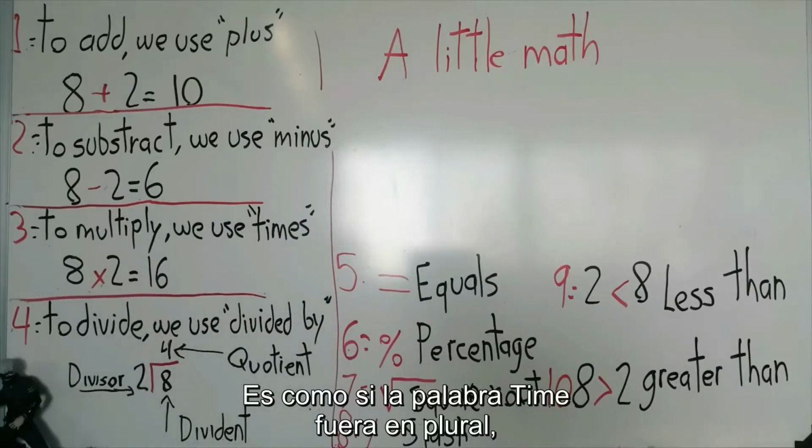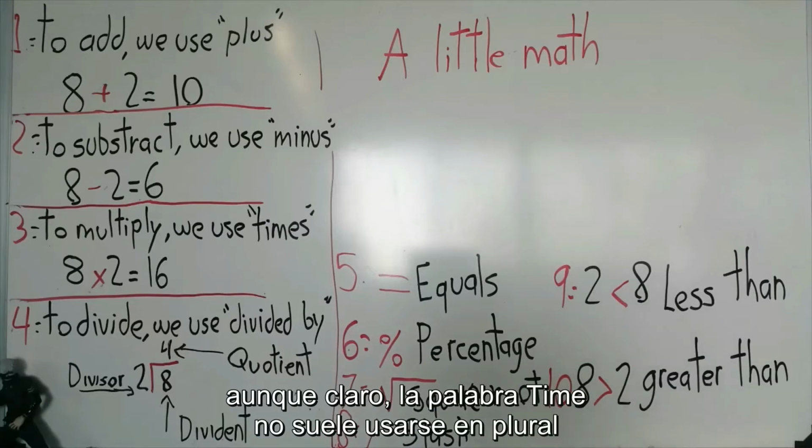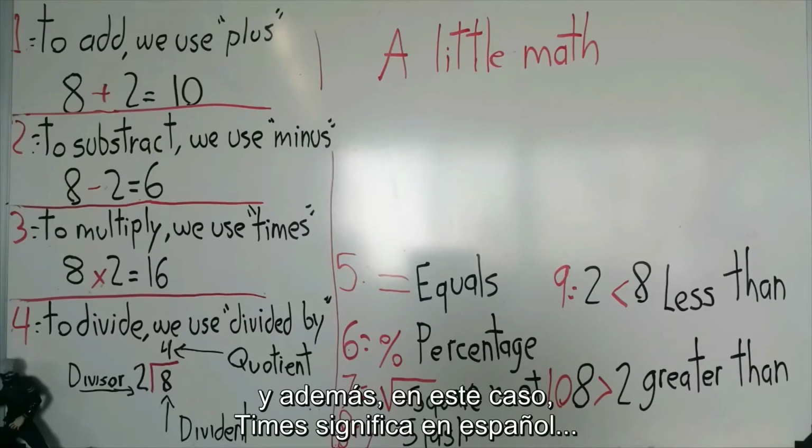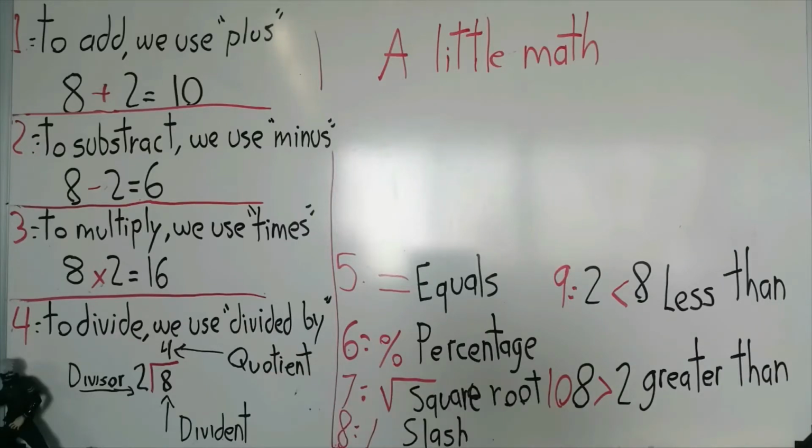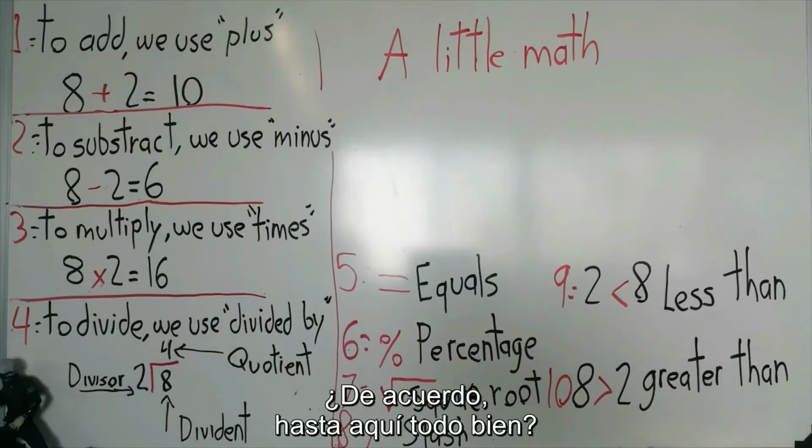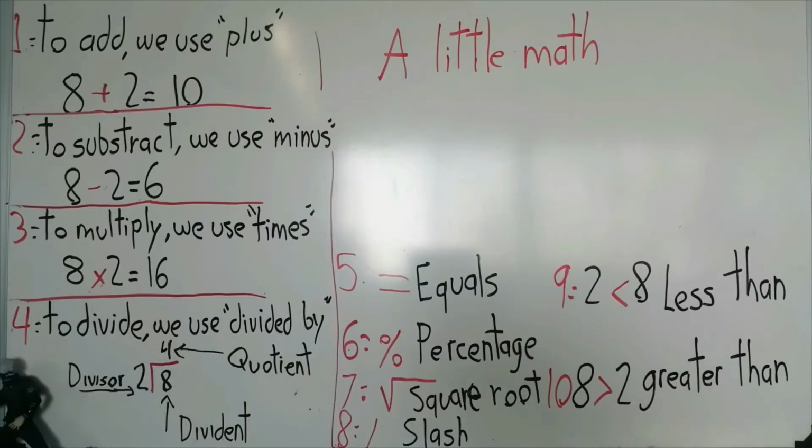This word is like time, but in plural, but of course, the word time, there's no need to use it in plural, because in this case, times means in Spanish, veces. For example, 8 veces 2 igual a 16. But en español no usamos veces, decimos por. 8 por 2 equivale a 16. Alright? So far so good?